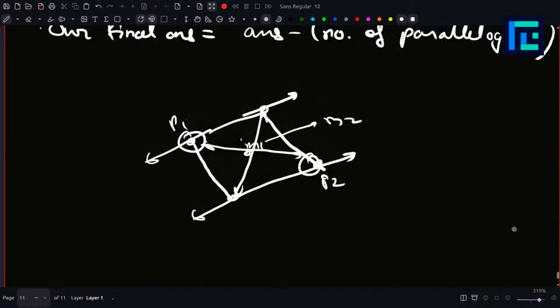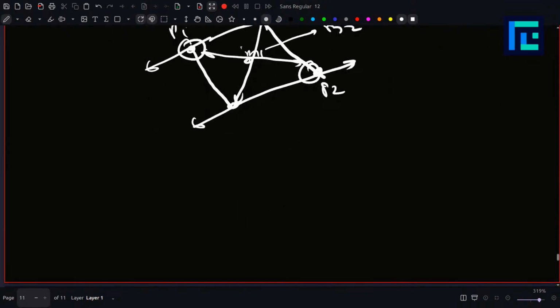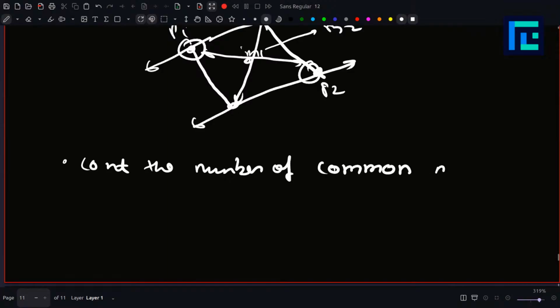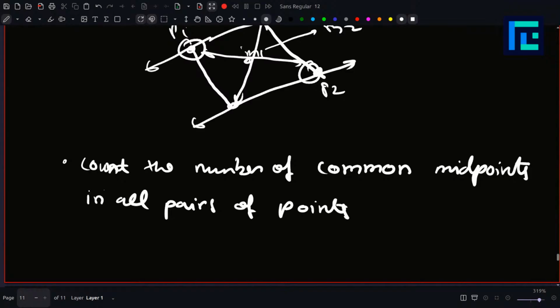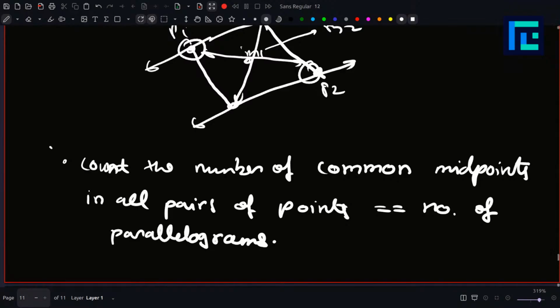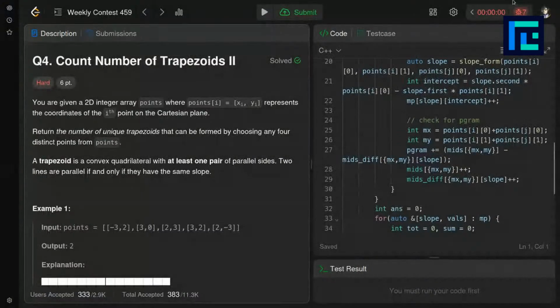And basically, this is a standard problem. I also Googled it during the contest. So the way you count parallelograms is basically count the number of common midpoints in all pairs of points. And we can prove that this is the same as the number of parallelograms. Okay, and that's the whole idea for counting the number of parallelograms.